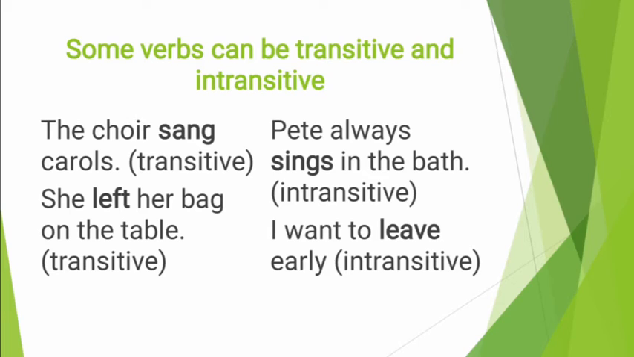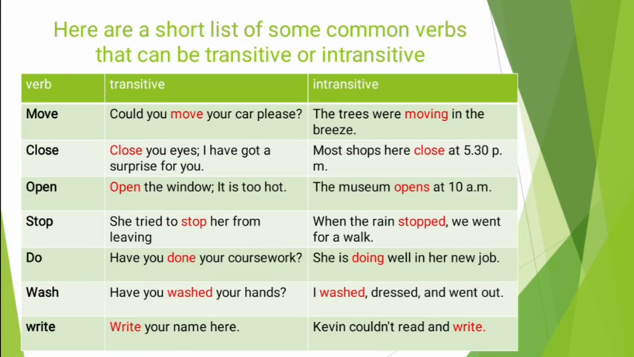In the following sentences, you can also get information about verbs that are both transitive and intransitive. The choir sang carols. In this sentence, sang is a transitive verb. In the next sentence, Peter always sings in the bass, sings is intransitive, because after the verb sings there is no object. And the next, she left her bag on the table. The verb left here is transitive. I want to leave early, here it is intransitive. And in the next table you can see some common verbs that can be transitive or intransitive.